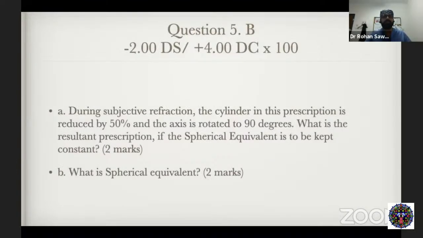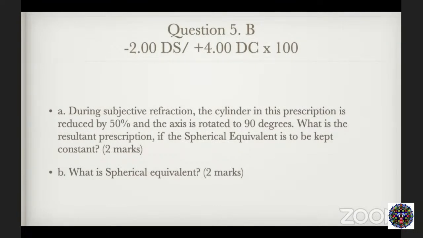There is a -2 diopter spherical and a +4 diopter cylinder at 100 degrees. The question is, during subjective refraction, the cylinder in this description is reduced by 50% and the axis is rotated to 90 degrees. So what is the resultant prescription if you want to keep the spherical equivalent constant?